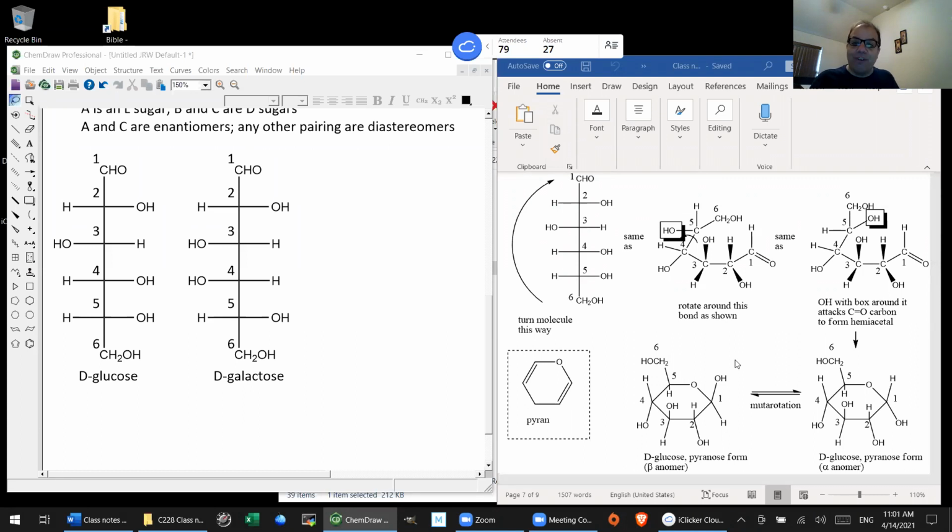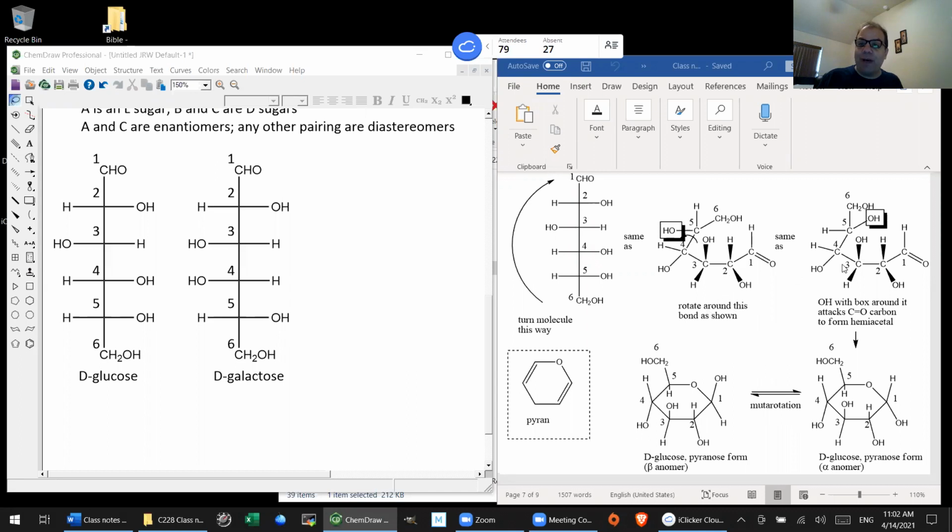Now, I've learned by experience that I need to do something to prove to students that going from this straight chain form, you can get to either of these cyclic hemiacetals. So that's what this is up here. Here I've shown you how you can go from this structure to these structures.